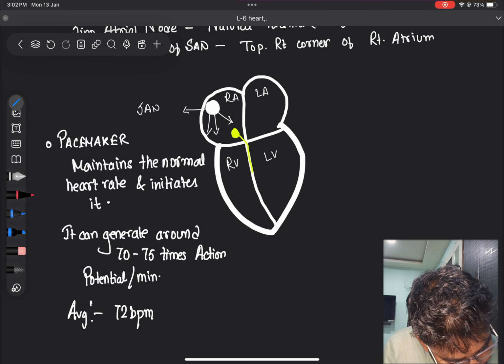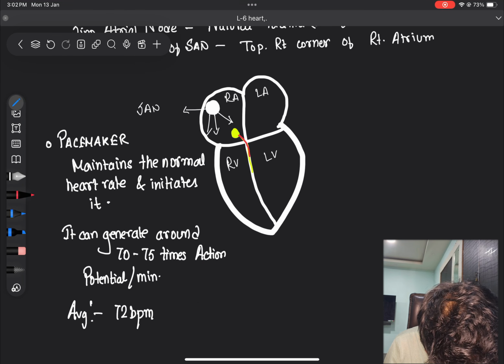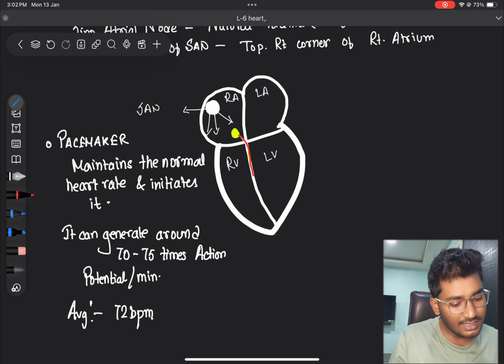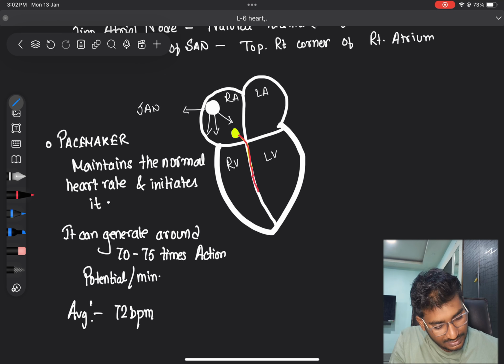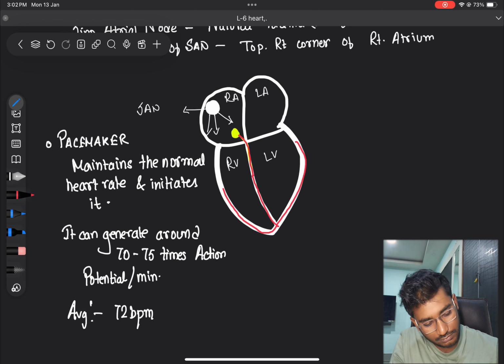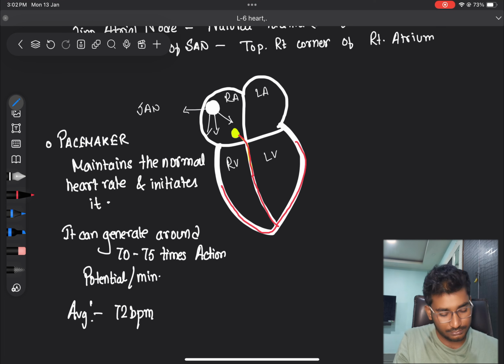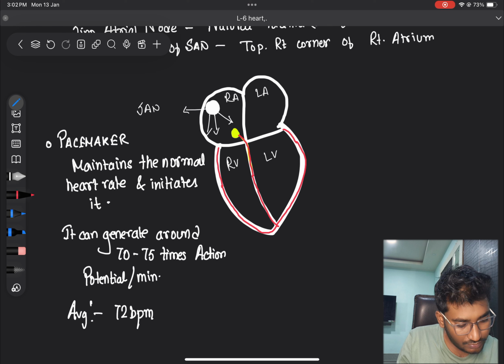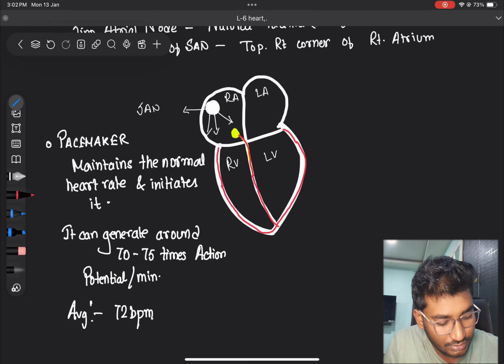What happens? The AV node gives the signal via this line. This is the connection of the AV node, and it gives the signal via this line. Here the AV node gives the total signal. The total ventricle is controlled by the AV node, the atrioventricular node.